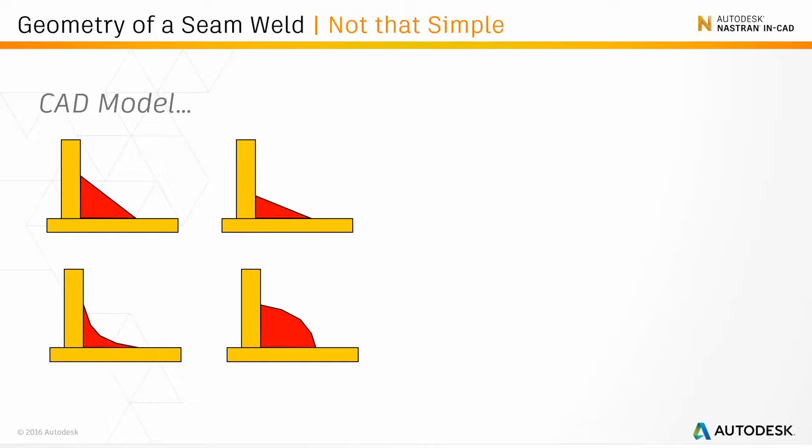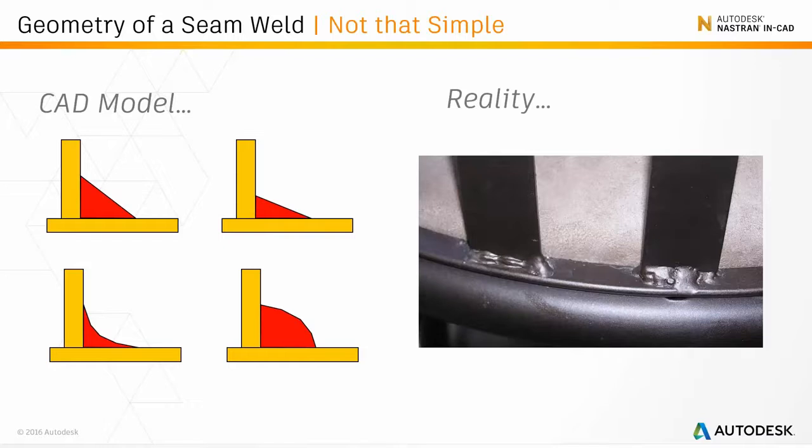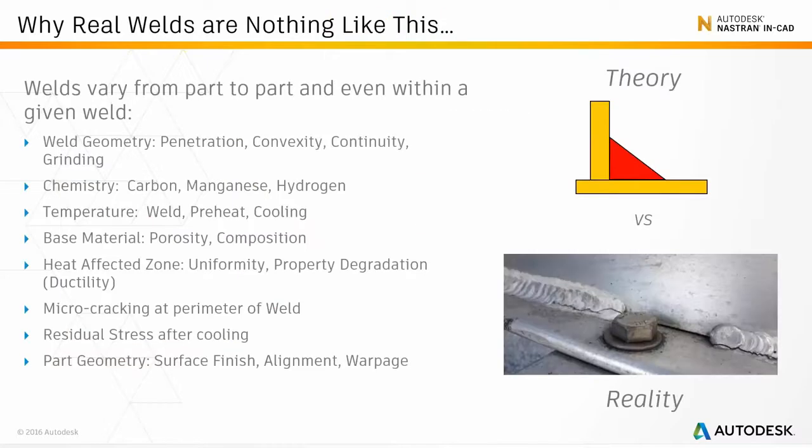Firstly, we have the CAD model. We've got a uniform, equal leg, perfectly formed weld. But even under the best of conditions, the reality is that welds have significant variability. And here's just a quick illustration. If you're familiar with welding, you will have seen a range of different weld qualities from this, and possibly either side of it, better and worse.